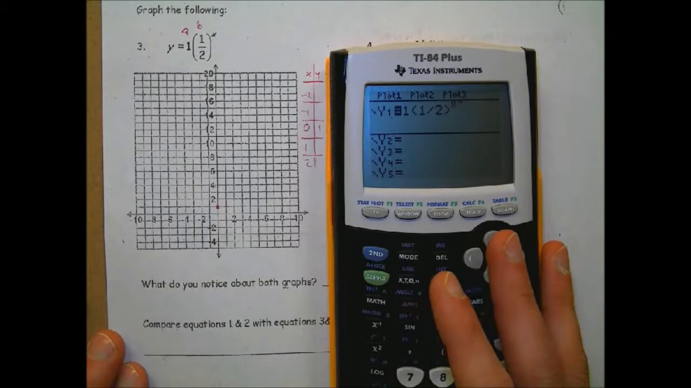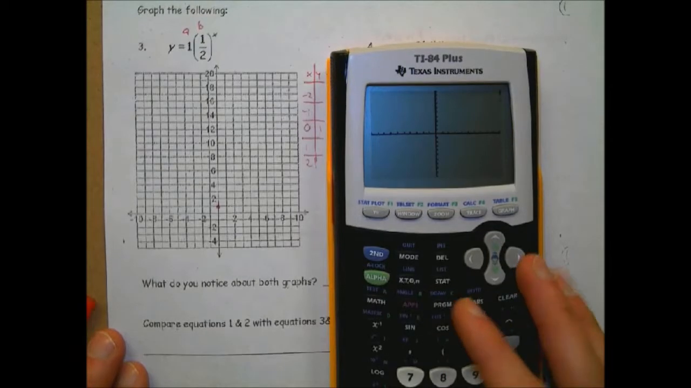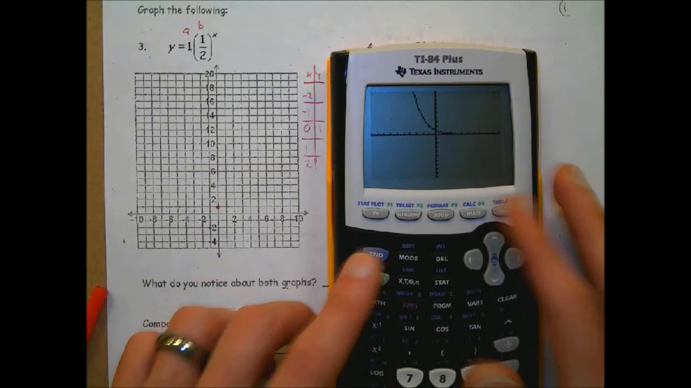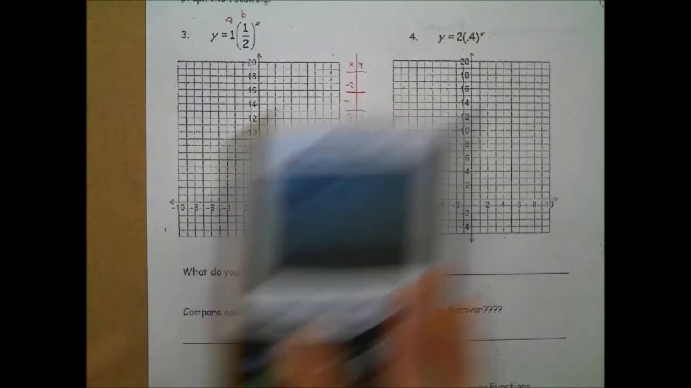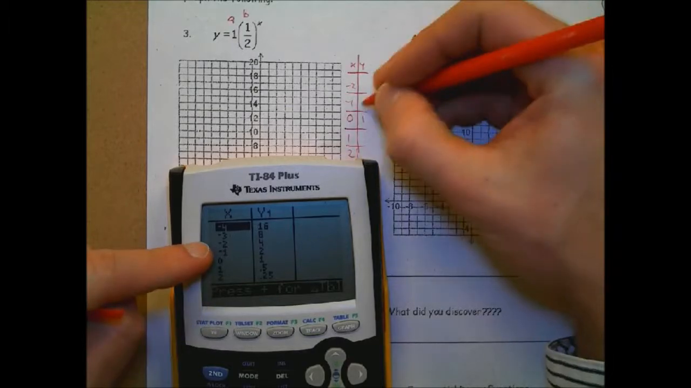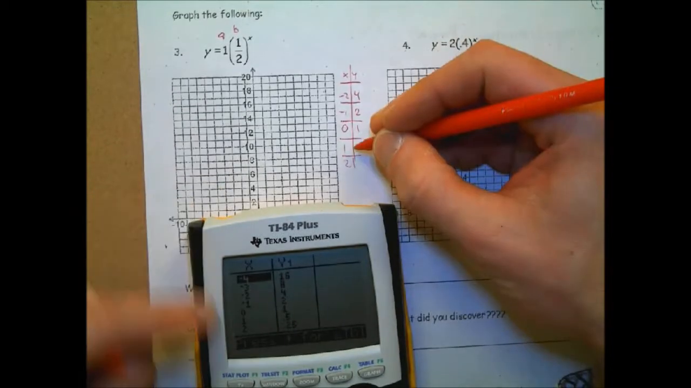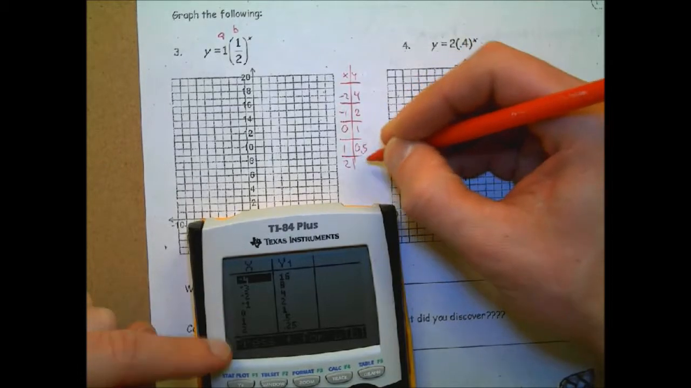So we graph it. Okay, there's the graph, and we go to the table. We'll see some other values here. So let's see. So I get -1, I get 2. At -2, I get 4. Okay, at 1, I get 0.5, and at 2, I get 0.25.